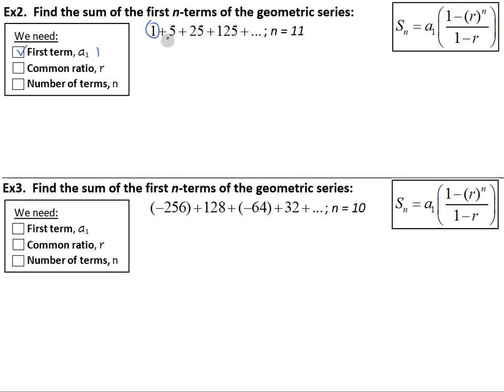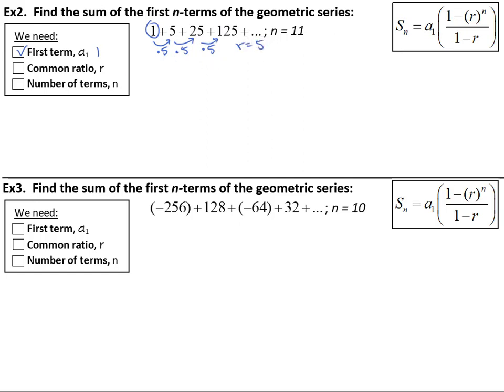We need the common ratio. What are they multiplying by to go to the next term? And this pattern is a little more obvious than some other ones. I think we're multiplying by 5, right? 5 quarters is $1.25, and so r here is 5.